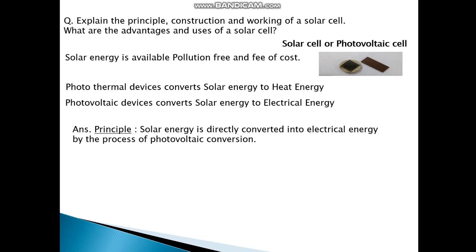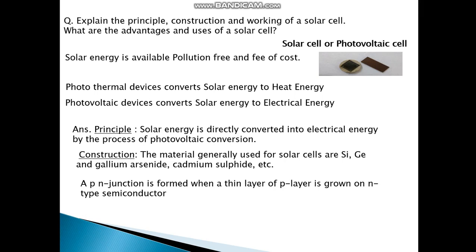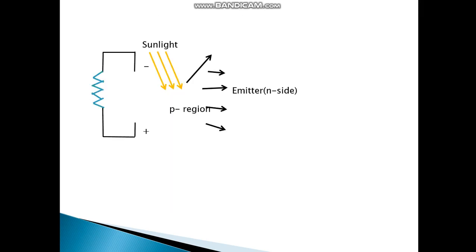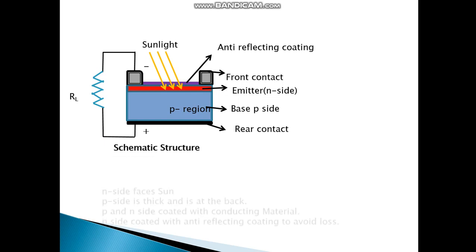The principle of the solar cell: solar energy is directly converted to electrical energy by the process of photovoltaic conversion, which we have discussed earlier. Construction: the materials generally used for solar cells are silicon, germanium, gallium arsenide, cadmium sulfide, etc. A p-n junction is formed when a thin layer of p-type is grown on the n-type semiconductor. That's the schematic structure: the p side, the n side, base p, anti-reflecting coating, the front contact and the rear contact.